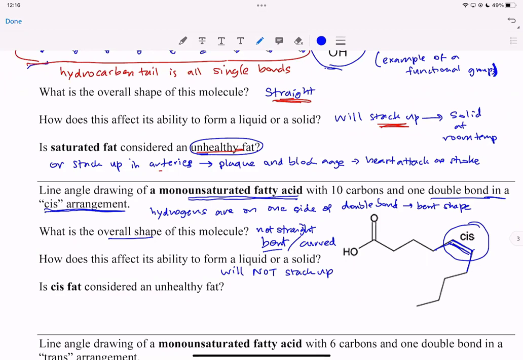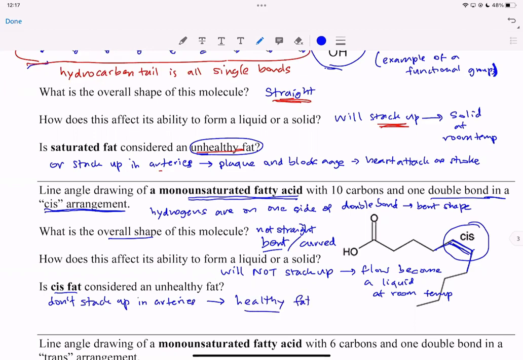What they do is they flow over each other and become a liquid. And so that's a liquid at room temperature. Because they don't stack up, this is called a cis fat, and they won't stack up in your arteries. And if they don't stack up in your arteries, you're not going to have that plaque, you're not going to have the blockage, and you have a healthy fat as a result.